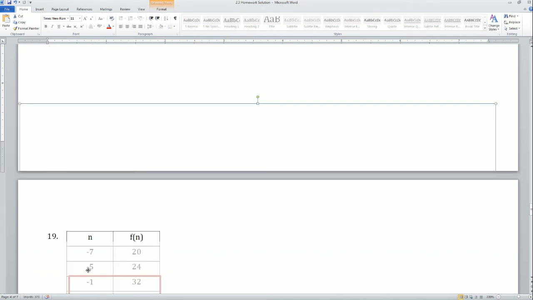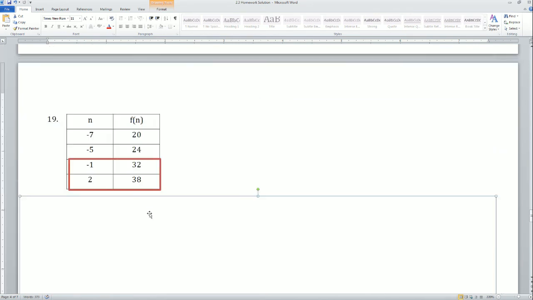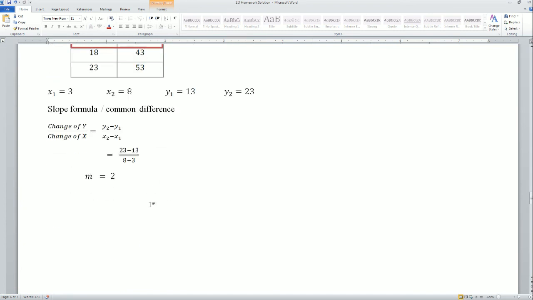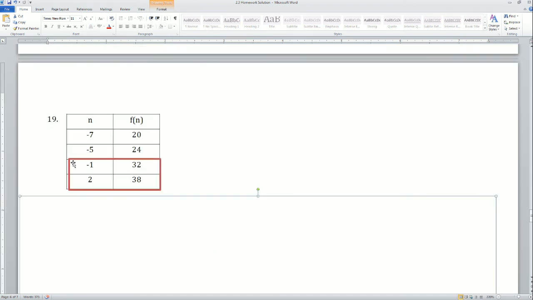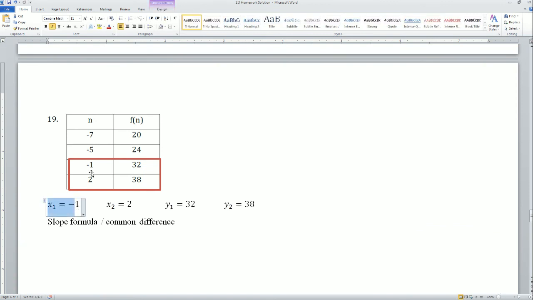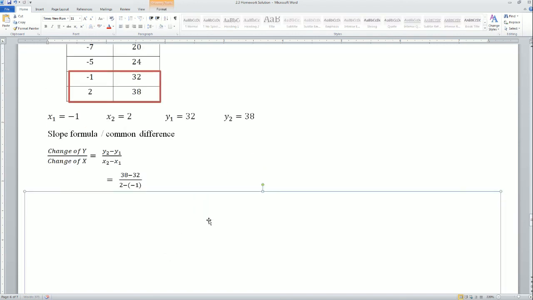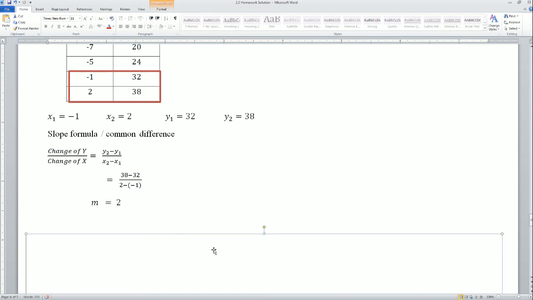Next, 19, right? Notice how for these I just used the first two. You can use whichever two you want. This one, I decided to use the bottom two, okay? My first x is negative 1. My second x is 2. My first y here is 32. My second y is 38. Plug it into the equation, 38 minus 32, divide by 2 minus negative 1, you get slope is equal to 2.